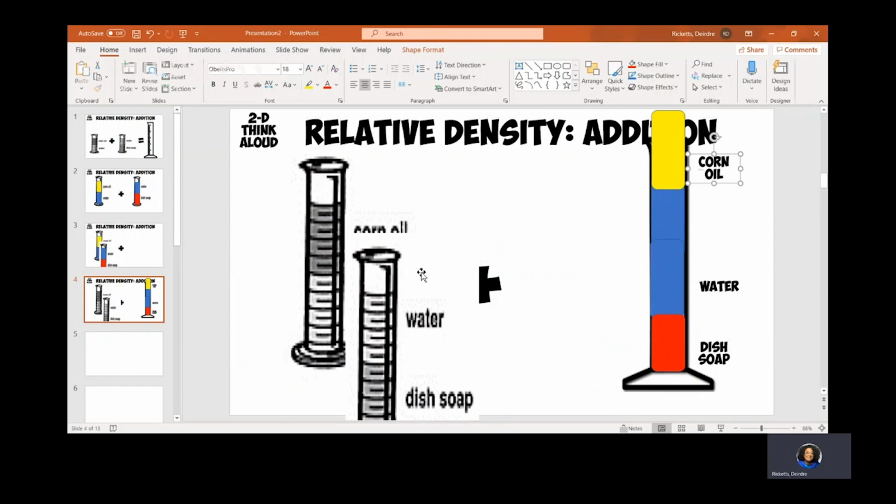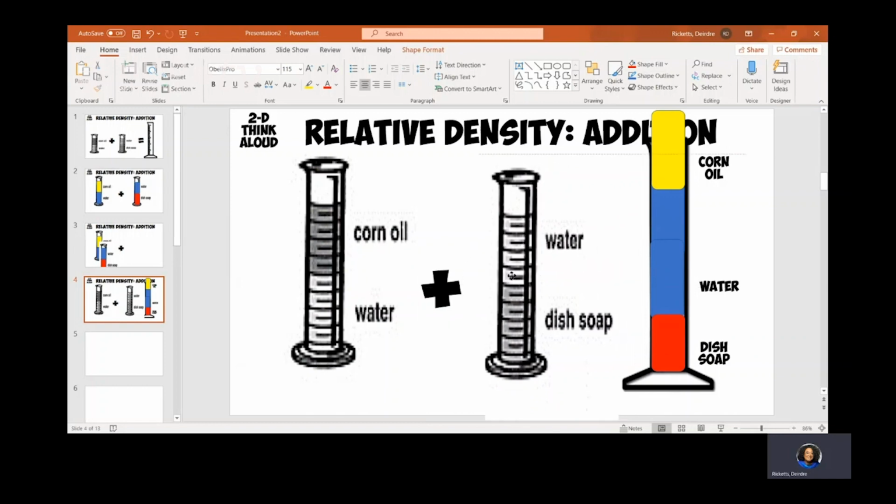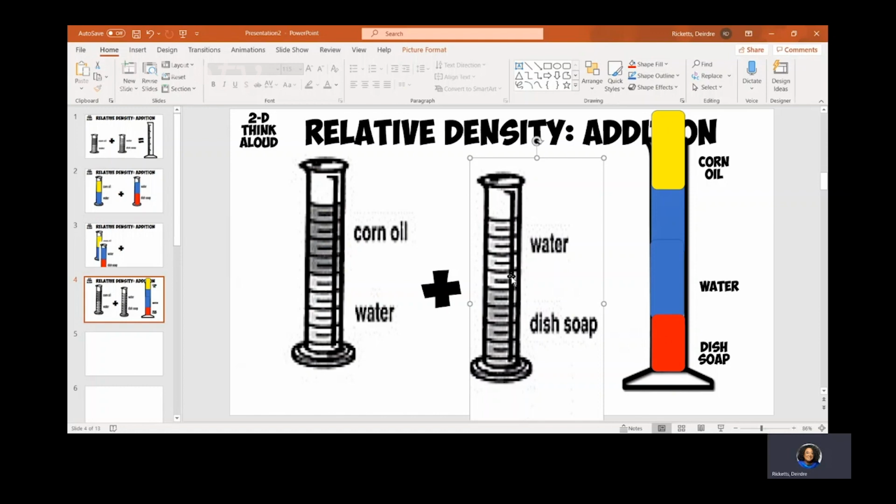So when I add my two graduated cylinders together, this is what I get. A density column where dish soap has the greatest density, corn oil has the least density, and water's in the middle, too. That's how you do the think aloud. I hope you were able to see my thinking.